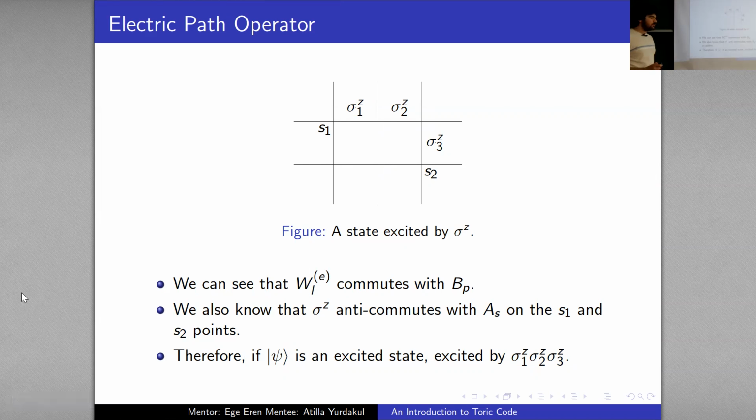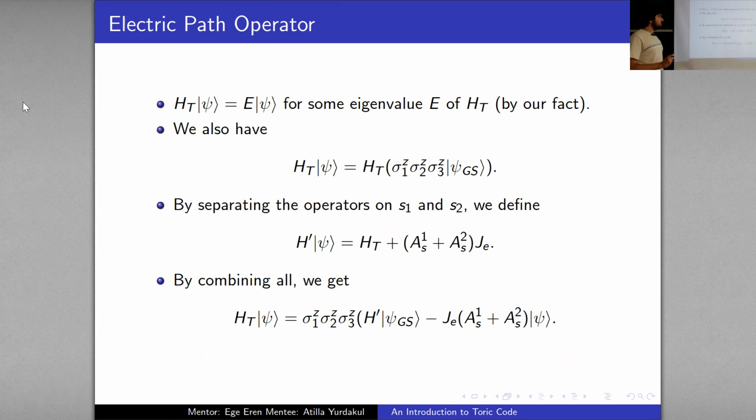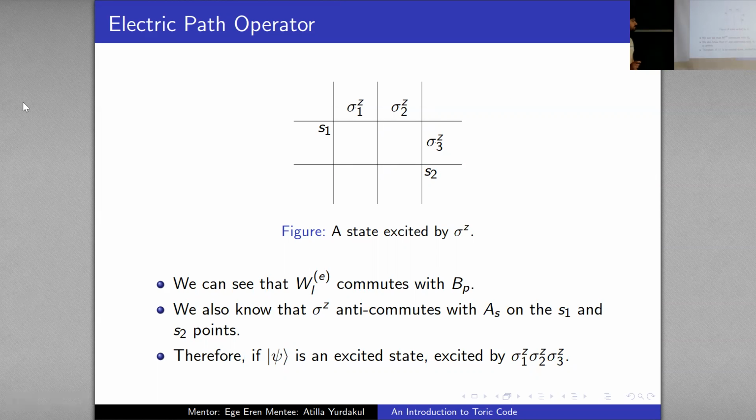But first, we will not explicitly show it, but we will be able to see that this electric charge operator commutes with the plaquette operator, since sigma z commutes. We also know that sigma z anti-commutes with the star operator, since it intersects with the star operator once.